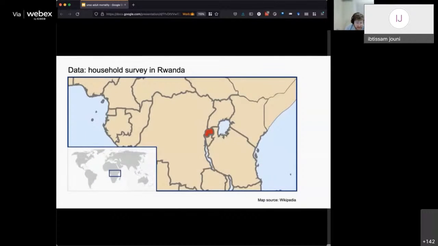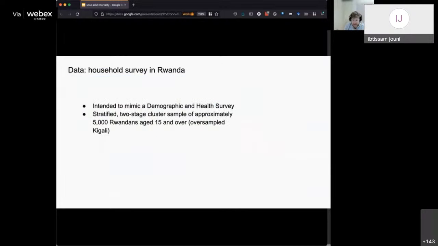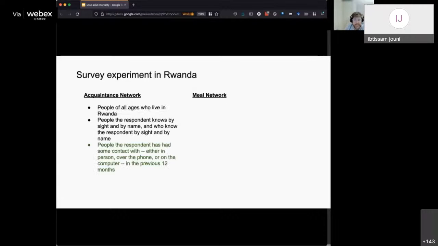So I think there's a lot of ways we could test these ideas. And so some colleagues and I conducted one survey in Rwanda where we tried two different types of social networks and compared them to the sibling method. This was a survey that was nationally representative of Rwanda and intended to mimic a demographic and health survey. We had about 5,000 Rwandans in our sample, and we randomized respondents to report about one of two different types of social networks. And so each type of network had about 2,500 respondents.